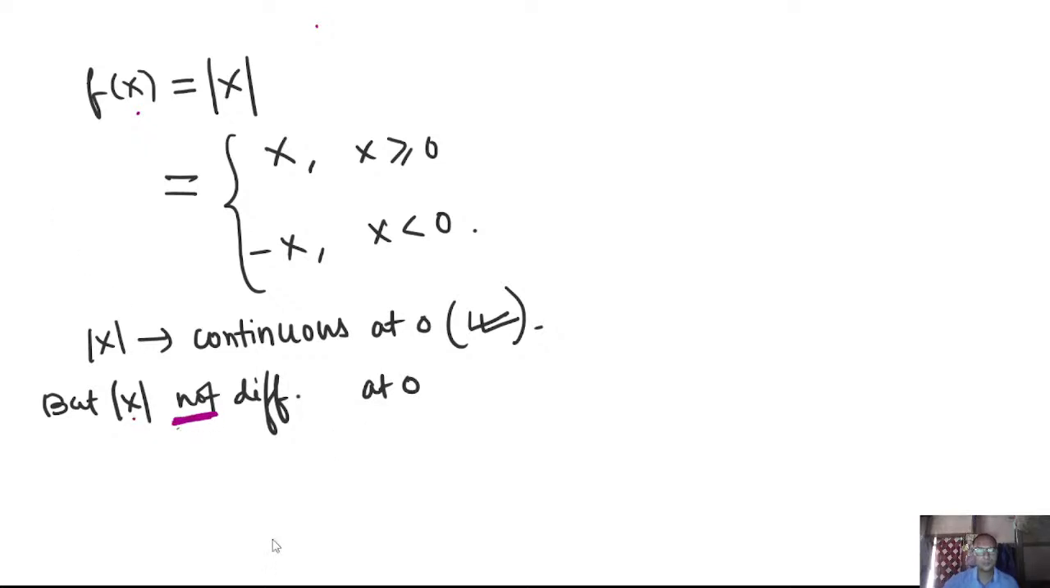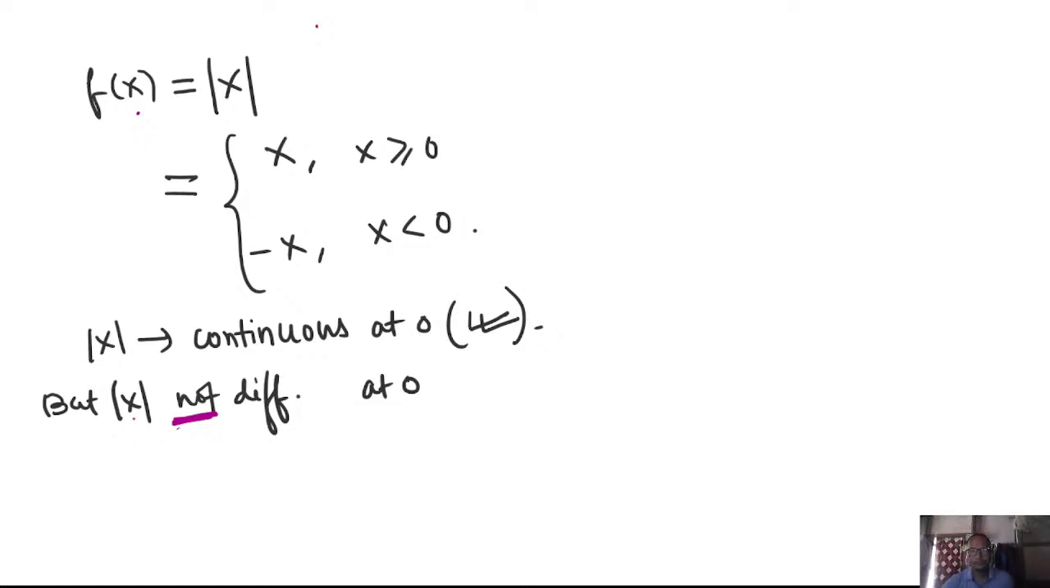Modulus of x is continuous, but not differentiable. Okay, so a function that is continuous need not be differentiable. So this is the counter example I am giving you.